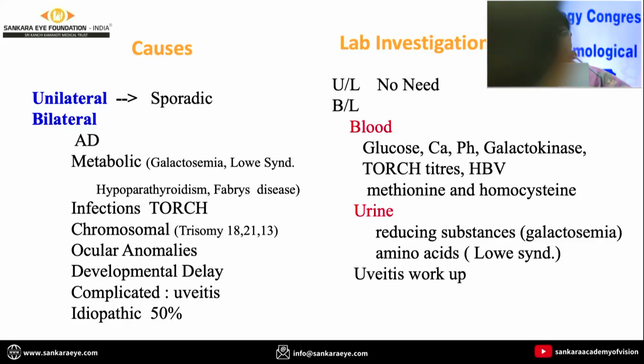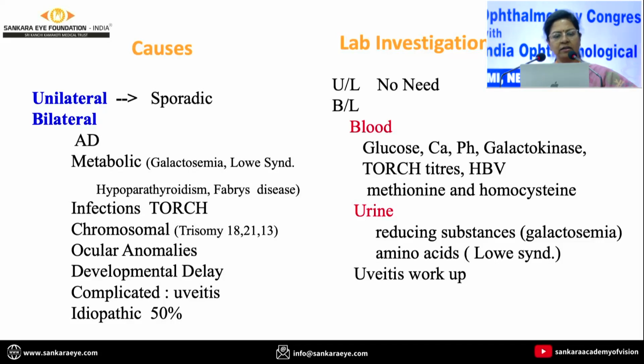The causes, when we look at it, could be unilateral or bilateral. Unilateral is usually sporadic, and bilateral it could be autosomal dominant. Most important, we have to rule out metabolic conditions. It's worth taking an opinion from a pediatrician to understand the wide range of metabolic conditions. Infections: very routinely I get the TORCH titers done, both IgG as well as IgM. This is very important because post-op inflammation can be very fatal, or it can mimic endophthalmitis.